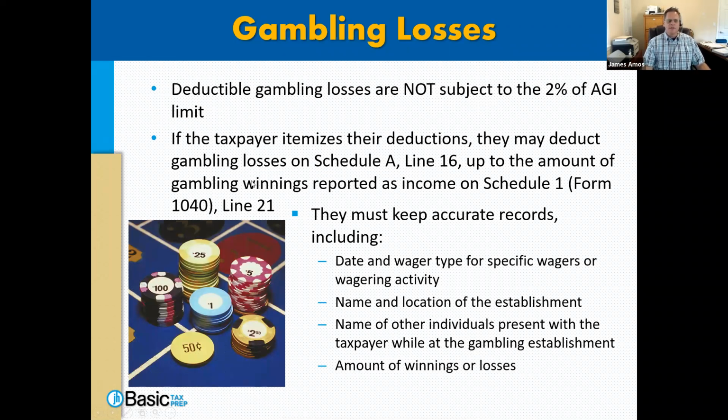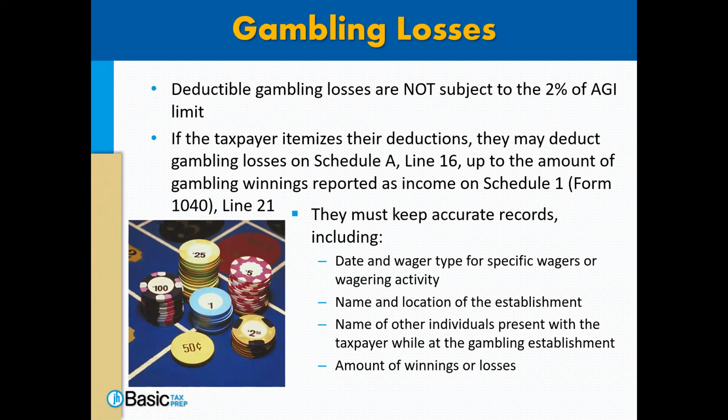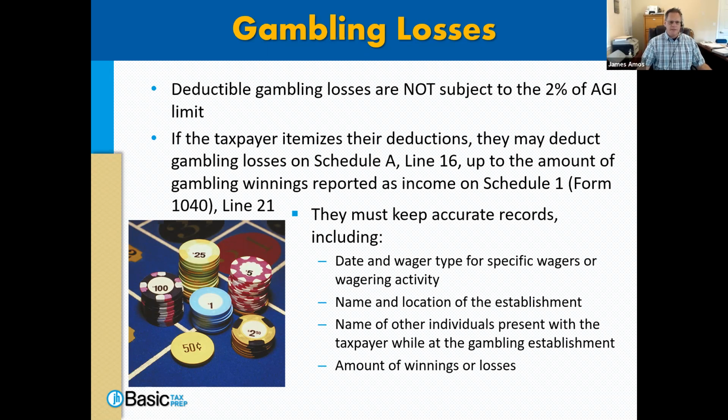However, you can only deduct them up to the amount of your winnings. So if you had $1,000 in winnings, what's the maximum losses you can take? $1,000. If you have $5,000 in winnings and you had $2,000 in losses, how much loss can you claim as a deduction?